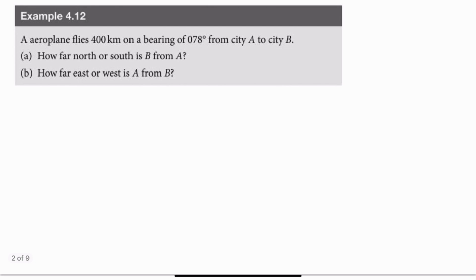An airplane flies 400 kilometers on a bearing of 78 degrees from city A to city B. How far north or south is B from A? How far east or west is A from B?